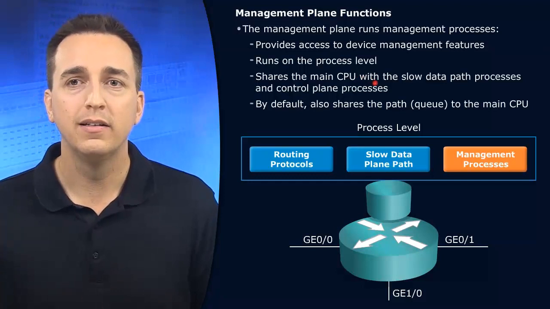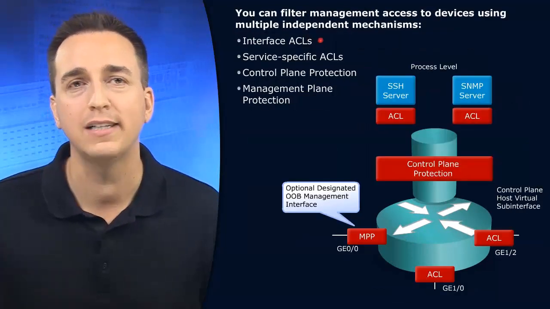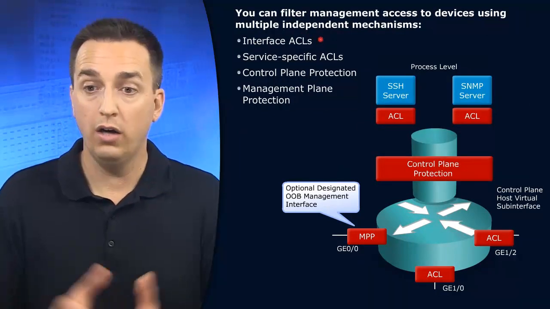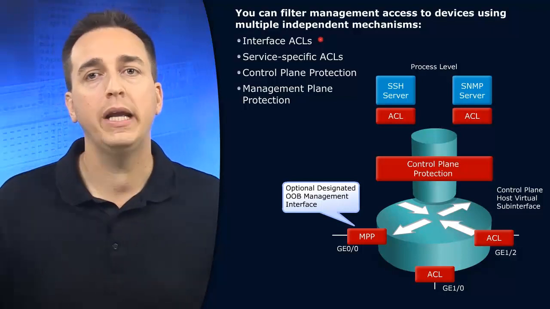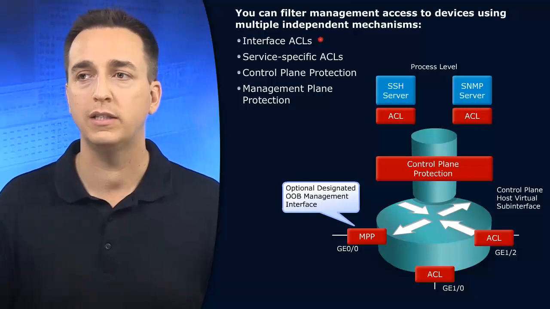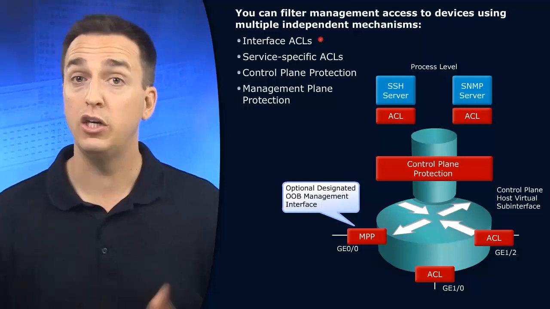Management plane. Number one, we could set up interface access control lists. Interface access control lists are just simply those ACLs that we apply to an interface, inbound, outbound. So we can control the traffic that's coming in and out. So by using extended access control lists, we can say, don't allow this type of management traffic, don't allow that type of management traffic. And we can do that.